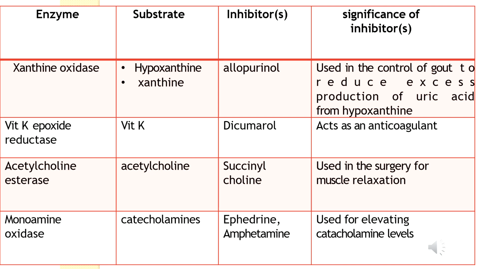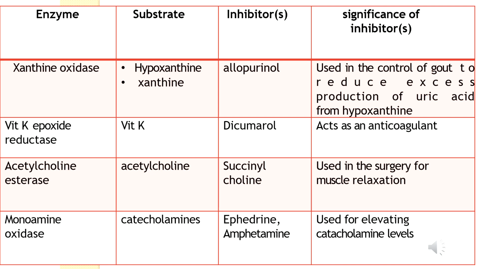The third one is acetylcholine esterase enzyme. The substrate is acetylcholine and the inhibitor is succinylcholine. So here the succinylcholine having the structural similarity with the substrate acetylcholine, so there will be a competition for the binding of acetylcholine esterase, and the significance is which is used in the surgery for muscle relaxation.